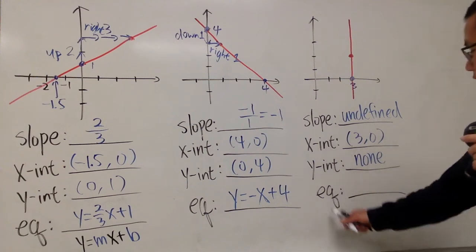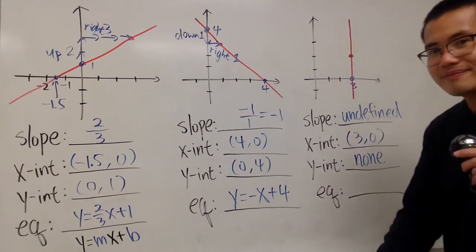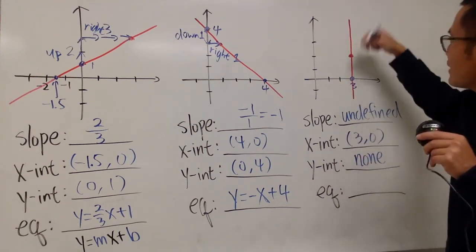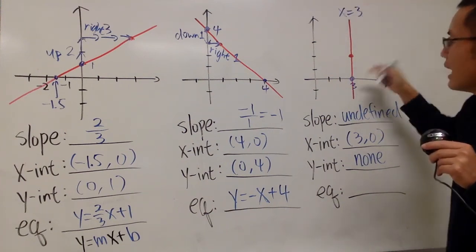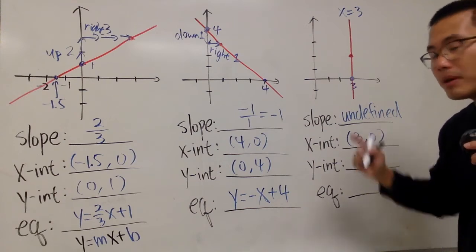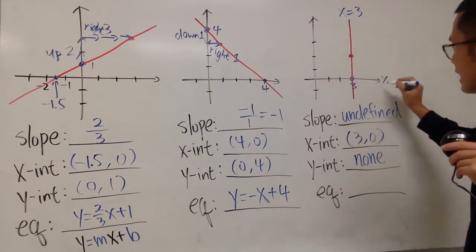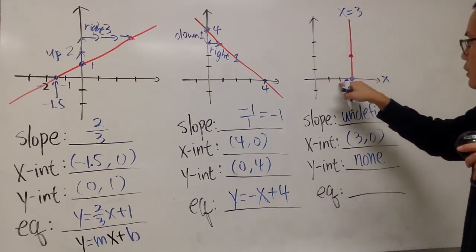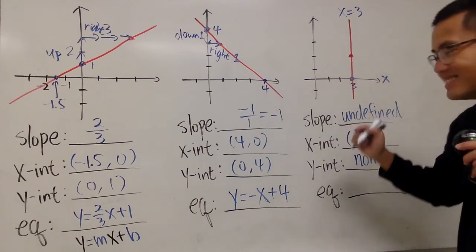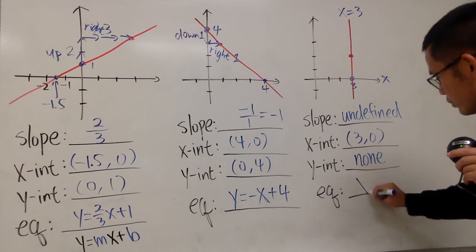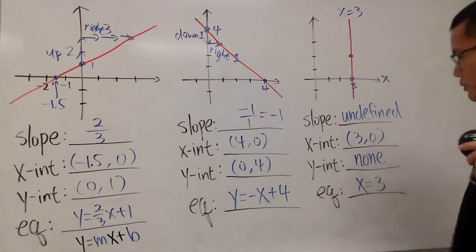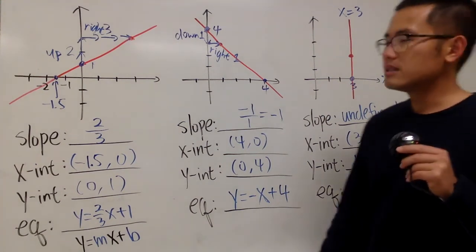And at the end, for the equation of any vertical line, all you have to do is this right here, it's x equals a number. And that number is just whatever the x value is. Remember, vertical line, you just go to the x-axis, and you see the little line right here. They are all verticals, right? So that's that. So finally, the equation, you write it as x equals positive 3. And that's it, right?